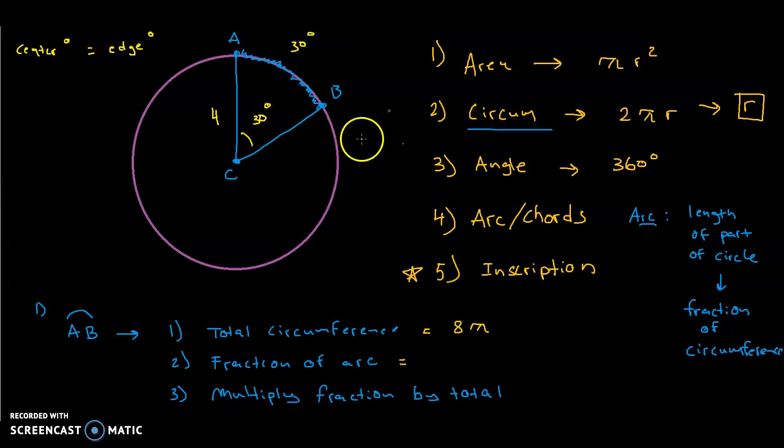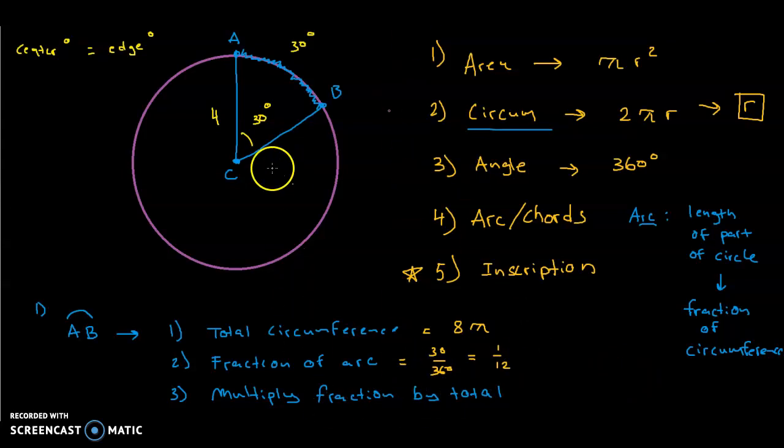Now, the next step, what would be the fraction of the arc compared to the whole circle? Well, it's 30 out of 360 degrees would be the entire distance around. So I can just write that down. That's just 30 out of 360. If you simplify that, it's 1/12. So the fraction is 1/12.